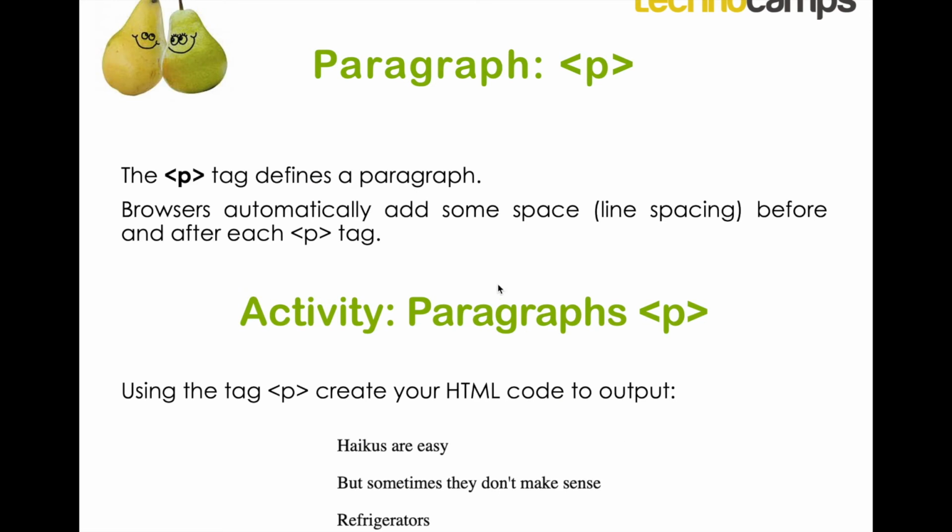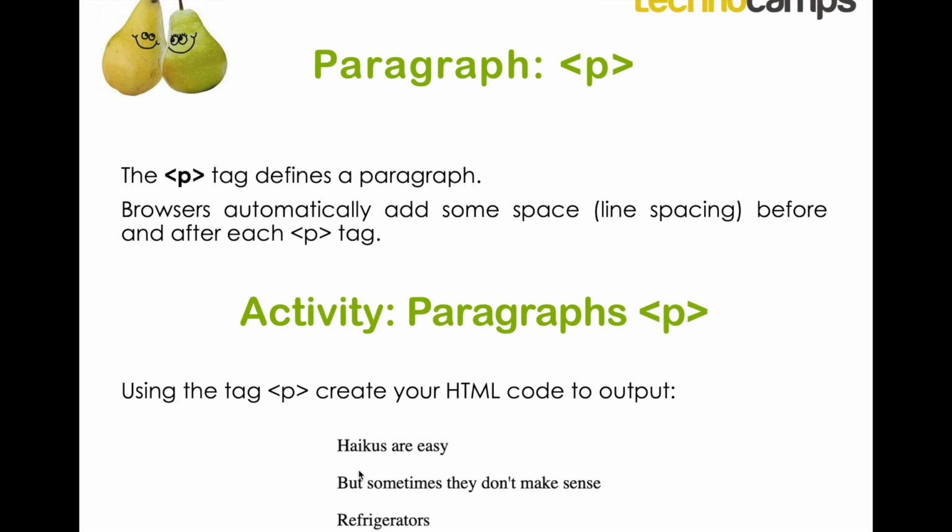And the next thing we want to talk about is paragraphs. The P tag defines a paragraph. Browsers automatically add some space or line spacing before and after each tag. So as an example, at the bottom here, we've made a haiku. And a haiku is essentially, one example of a haiku is 5 syllables for the first line, 7 syllables for the second line, and then 5 syllables for the third line. So as you can see, haikus are easy, but sometimes they don't make sense. Refrigerators. So that is a form of a haiku.